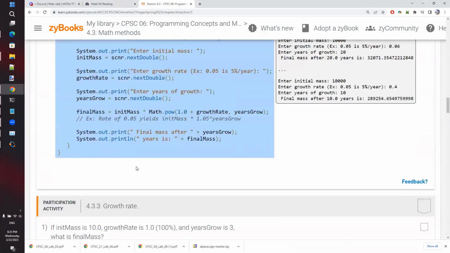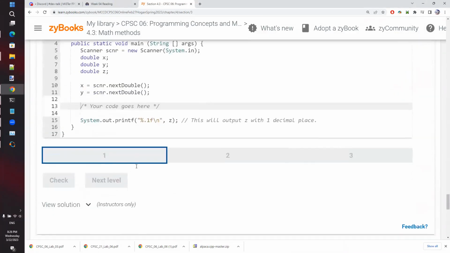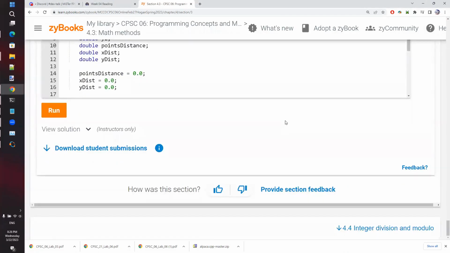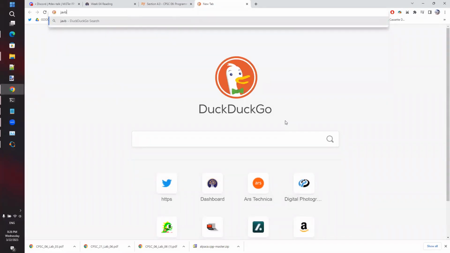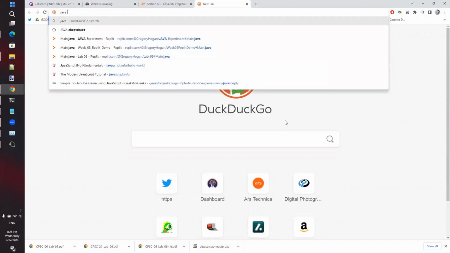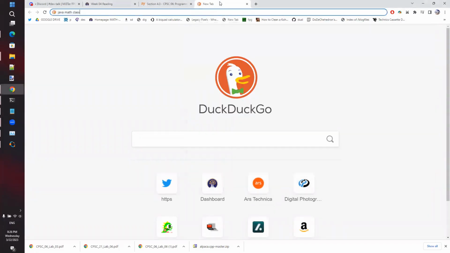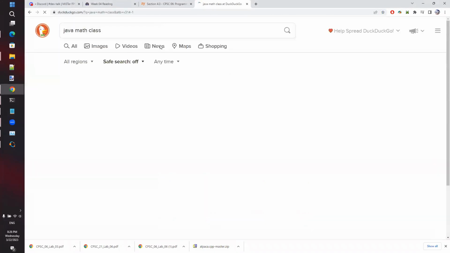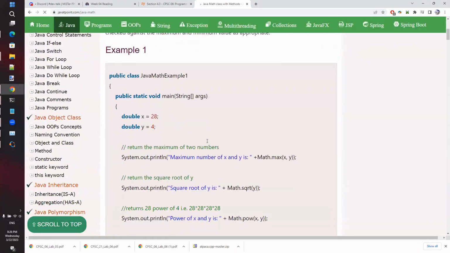Maybe I'm typing too many of them here. I guess I'm kind of doing too much here. But if you're curious, you can always go to the Java Math class and access them that way. What am I doing? Okay, yeah. Java Math class methods. There we go. Sorry about that.